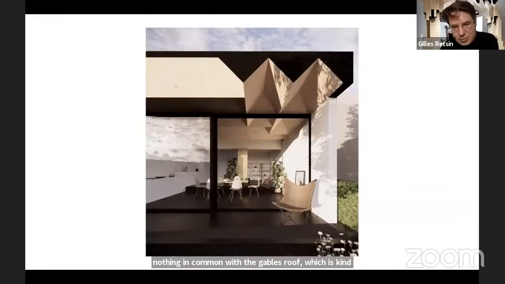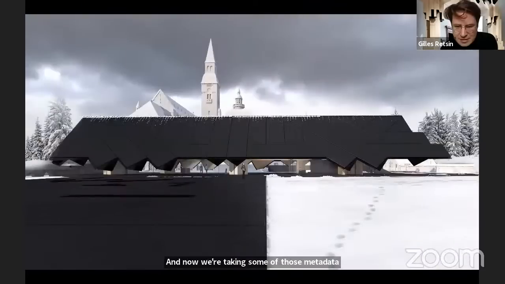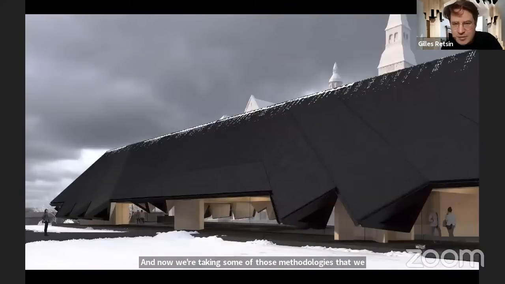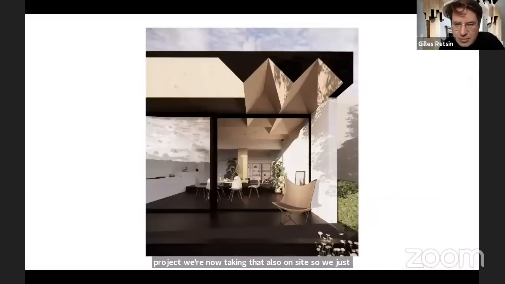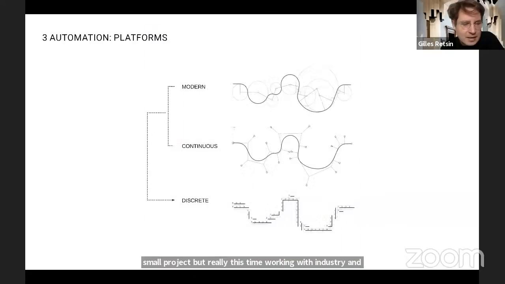And now we're taking some of those methodologies that we developed for the concert hall and the Helsinki project, and we're taking them on site. We just got the building permit for this project back in Belgium, which we're doing with Bollinger Grohmann, the engineers, and a very interesting timber manufacturer. Again, it's a very small project, but this time really working with industry and contractors together.